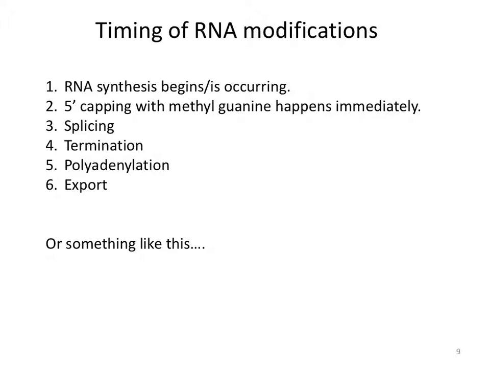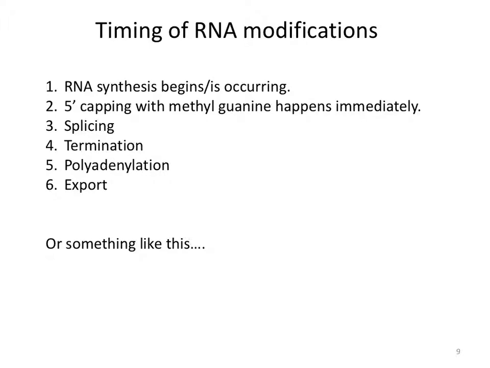All right, the timing of all of this. What we see for many genes is the order shown here. RNA synthesis begins and it's occurring. As it's occurring, you have 5' capping. If it's a large gene, you can see splicing happening as it's being transcribed, which is what's shown in this order here. Then you'll have termination followed immediately by polyadenylation and then export from the nucleus.